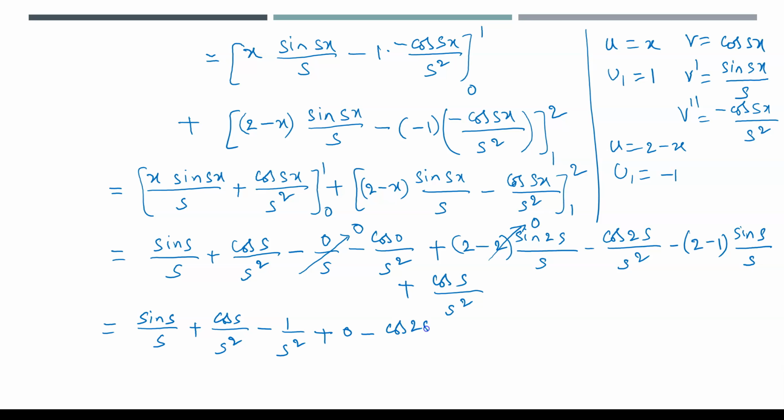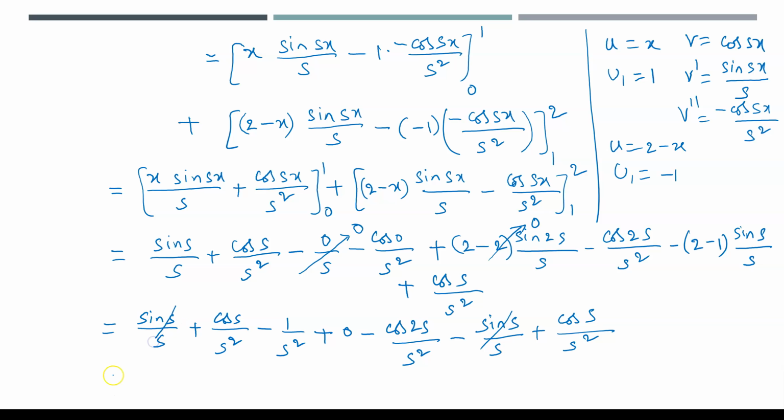Minus cos 2s upon s square. Here minus 2 minus 1 is 1. So sin s by s plus cos s by s square. So plus sin s by s minus sin s by s will get cancelled. Then we get, here these terms will get cancelled. We get 2 cos s by s square minus cos 2s upon s square minus 1 by s square.